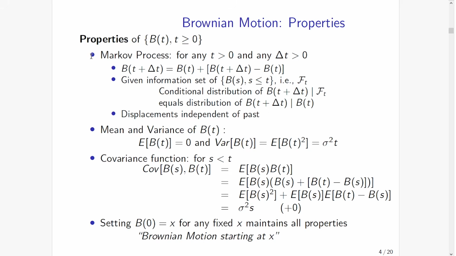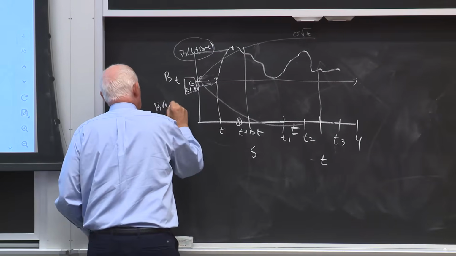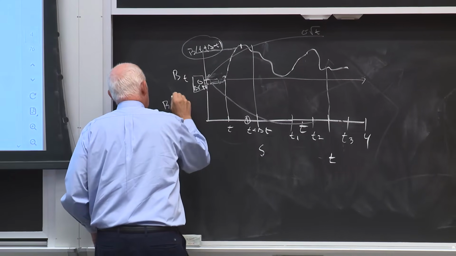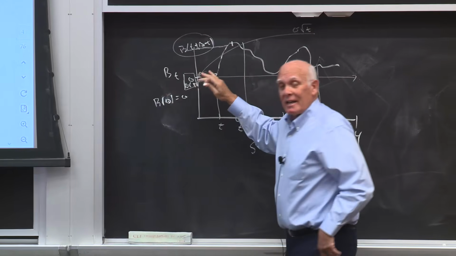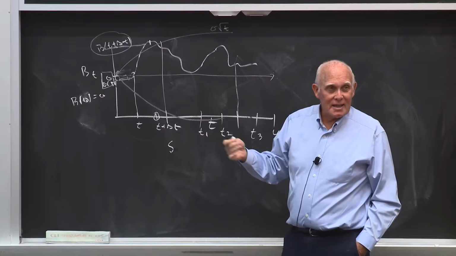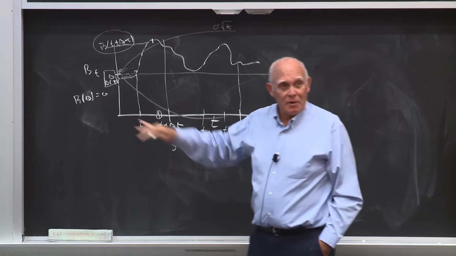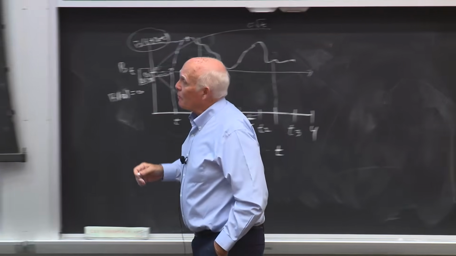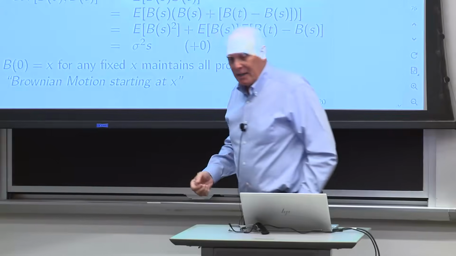Now, this process starts at 0, B of 0 equal to 0. We could start it at any other level and have a process that has similar properties but just has a different mean level from time 0. So we can talk about starting the Brownian motion at any given point.